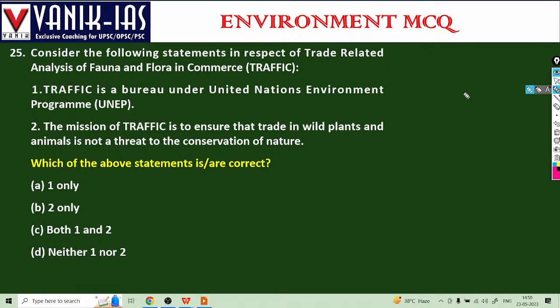Consider the following statements in respect to TRAFFIC, Trade-Related Analysis of Fauna and Flora in Commerce. TRAFFIC is a bureau under the United Nations Environment Programme, UNEP. The mission of TRAFFIC is to ensure that trade in wild plants and animals is not a threat to the conservation of nature.